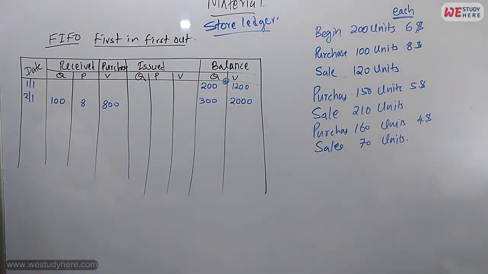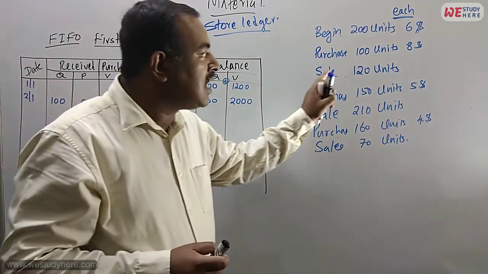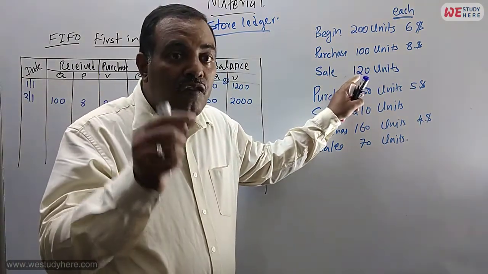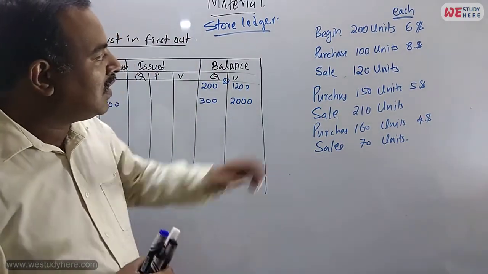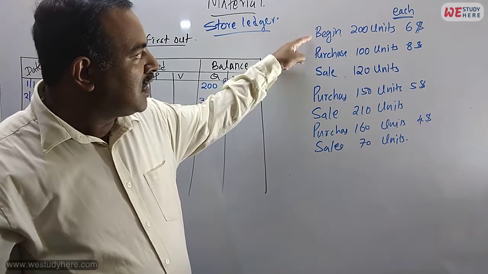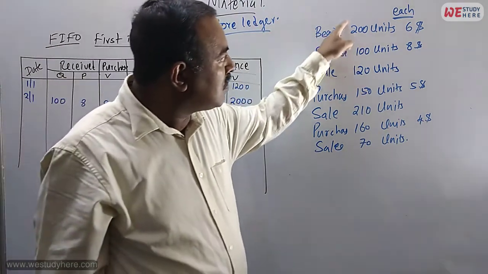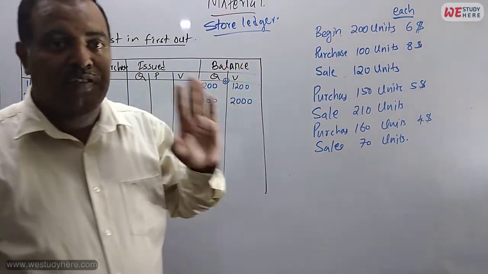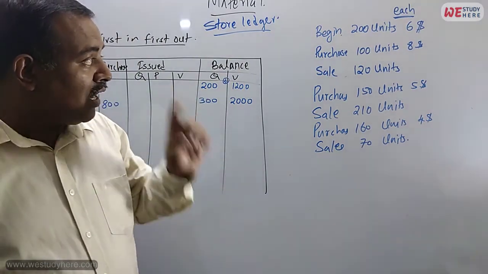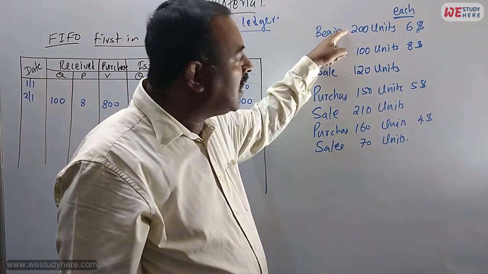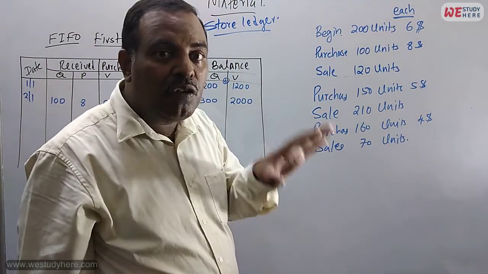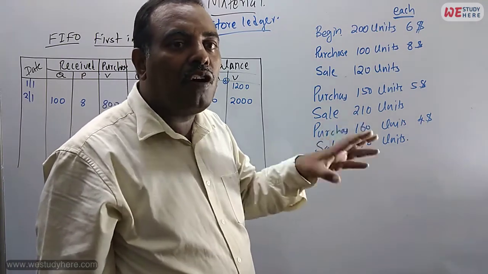Next one, sales. Sales 120 units. Here is a very important point. Sales 120 units means we are selling these 120 on a first in, first out basis. That means first of all you have to look at the beginning, this last year's purchase. From here we can give these 120 units or not? First we have to think like that. If we can give 120 units from this, you can give it.